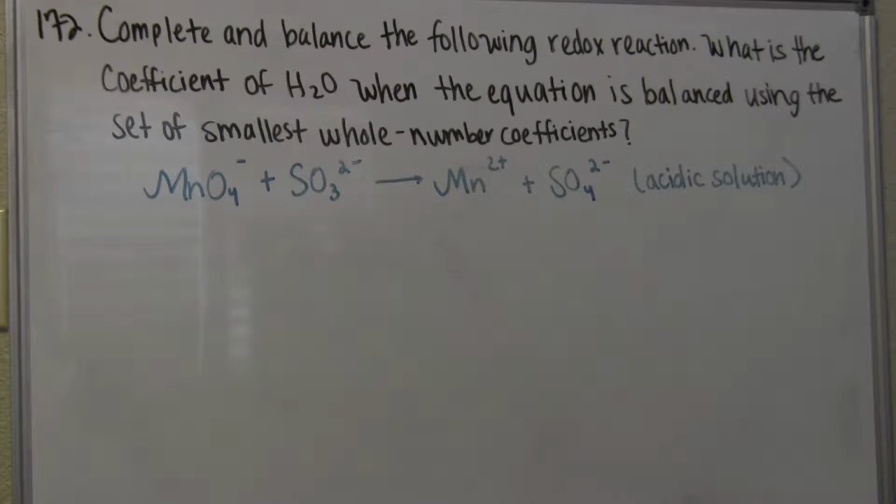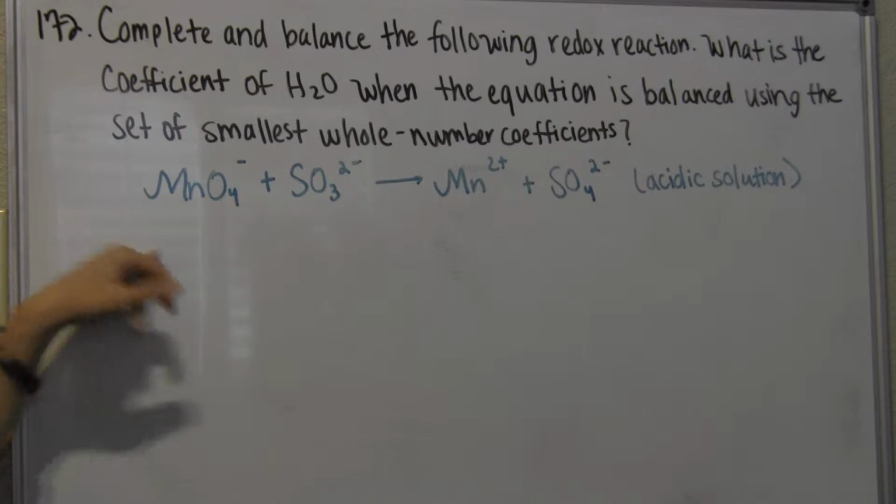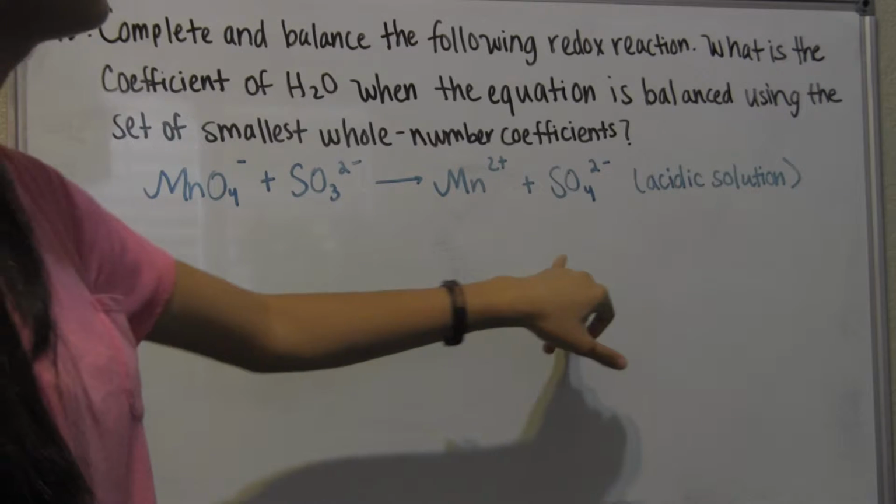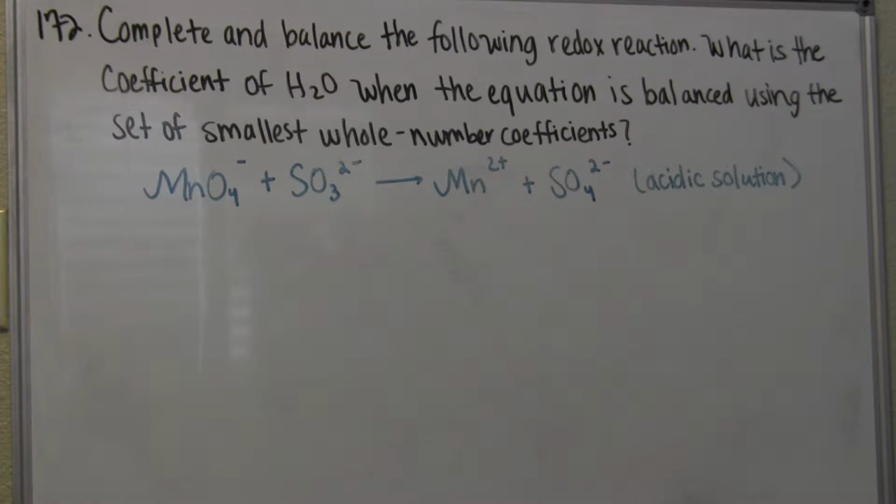Hi guys, I'm Kathryn and I'm going to teach you how to balance a redox reaction in an acidic solution. So this is number 172 on the problem set. It says, complete and balance the following redox reaction. What is the coefficient of H2O when the equation is balanced using the set of smallest whole number coefficients? And the reaction is MnO4- plus SO3 2- yields Mn2+ plus SO4 2-.